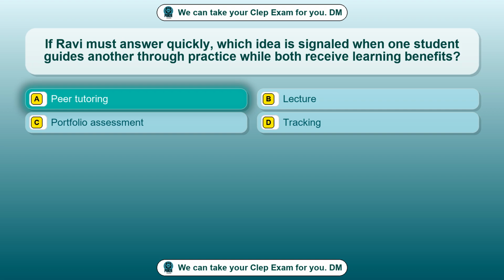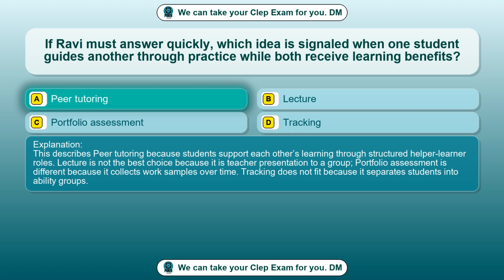Peer tutoring. This describes peer tutoring because students support each other's learning through structured helper-learner roles. Lecture is not the best choice because it is teacher presentation to a group. Portfolio assessment is different because it collects work samples over time. Tracking does not fit because it separates students into ability groups.